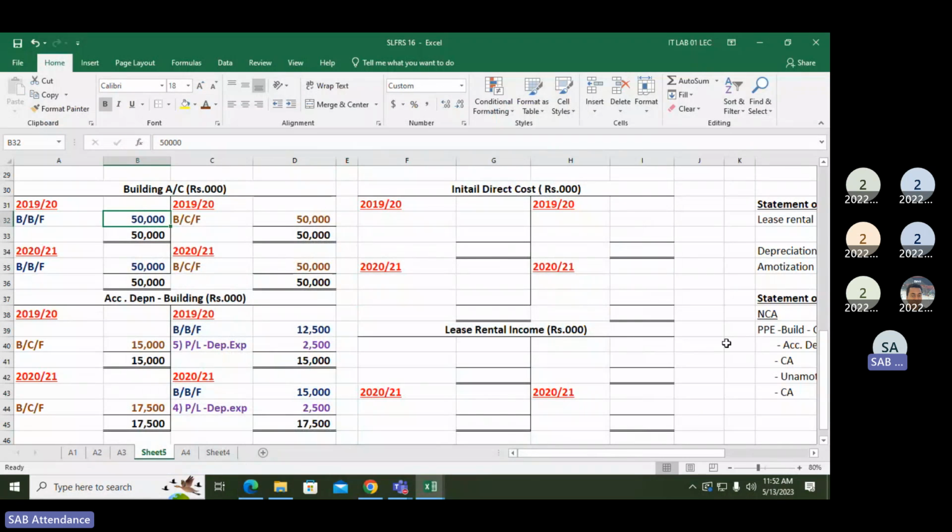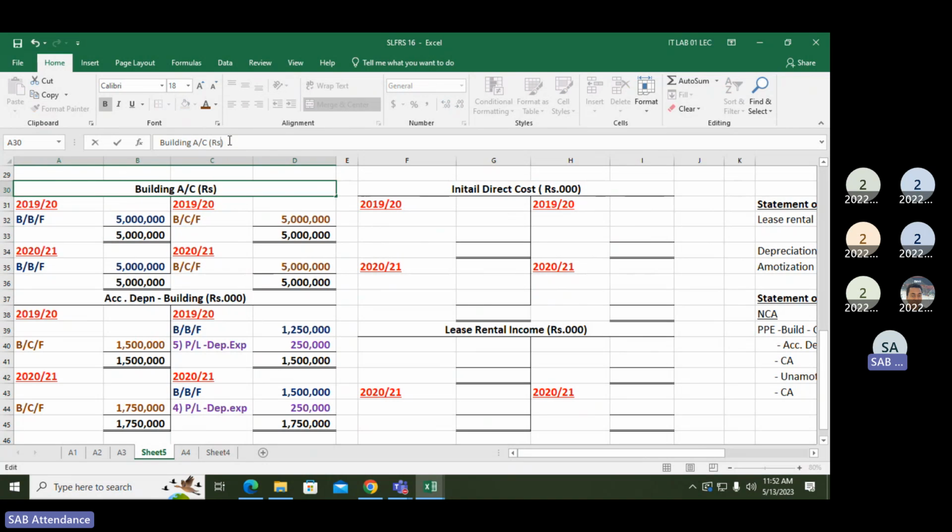Building 5 million. I'll remove the 1,000 and keep 5,000. Since the one above is also 5,000, I'll go this way. If this is 5,000, the other one is fine. There, 1 million, 250,000 depreciation. Yeah, this way 5 million.